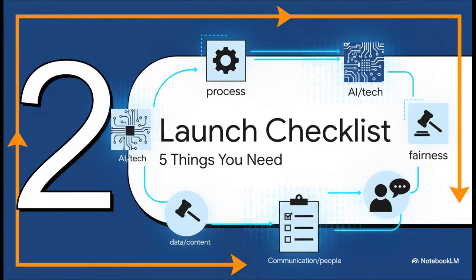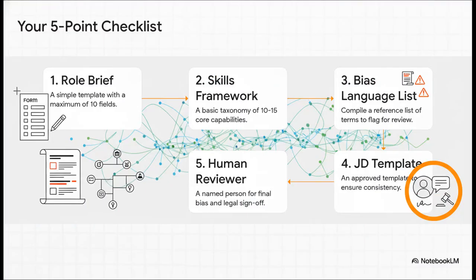Okay, this probably sounds great. So, what do you actually need to get started? It's not as complicated as you might think. Here are the 5 key things you'll need to have in place. Number 1, a super simple role brief template. And I mean simple, keep it under 10 fields. 2, a skills framework. You don't need to overthink this. 10 to 15 core capabilities is a fantastic start. 3, a bias language list you've compiled from public research. 4, an approved official JD template for consistency.